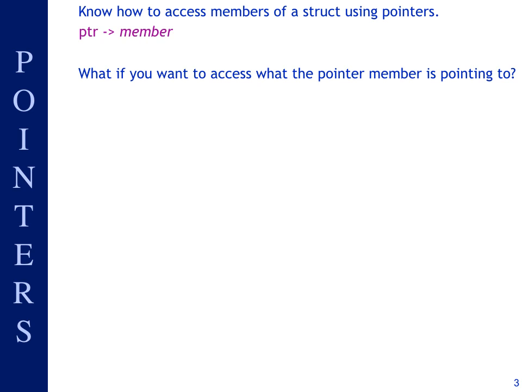So what if we want to access a pointer member that is pointing to something? Say for example, we want to access the next pointer on some struct. So we'll see ptr, arrow, next, arrow, and then the member. So it would be ptr arrow next arrow name.